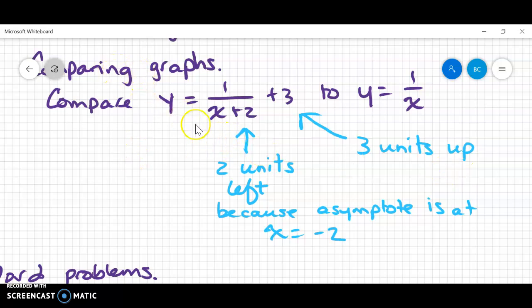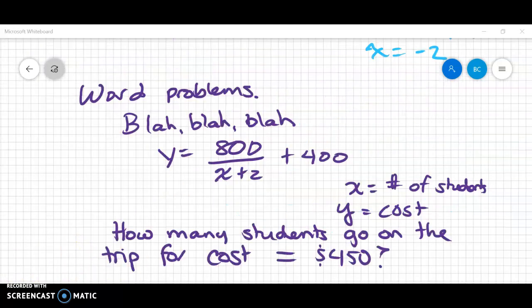So you should be able to look at the function and compare it to the parent function by naming those shifts. And finally, you might have some word problems that include rational functions. So I did not write out the whole word problem here. It could be a variety of different things. Anytime that there's an inverse relationship, you might have a rational function.